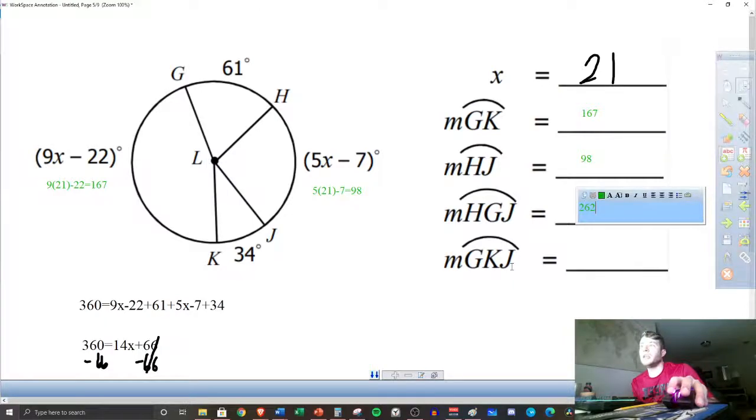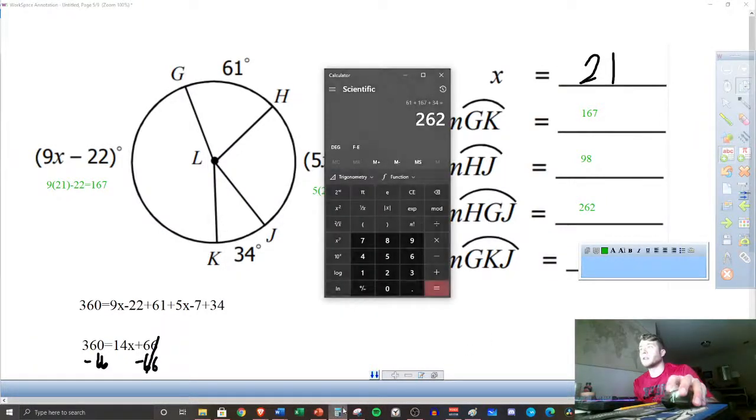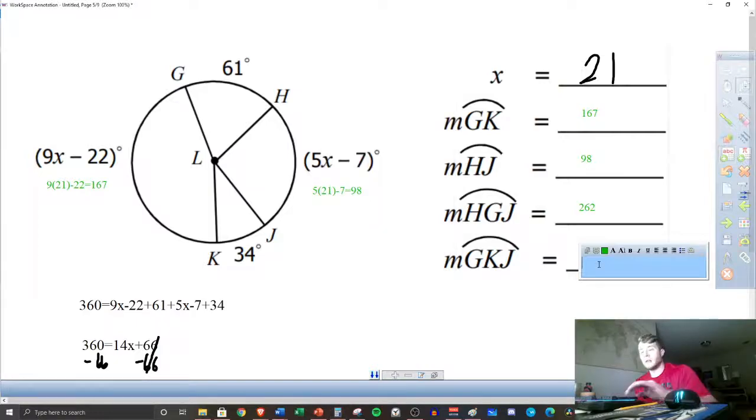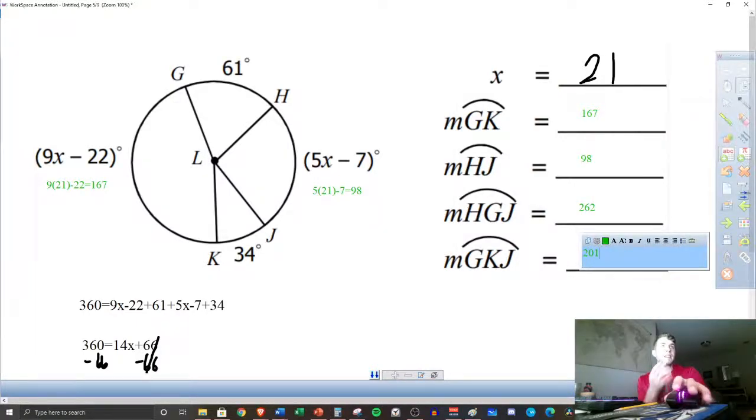Let's do the next one, GKJ. So G to K to J. Well, that's just 167 plus 34. So we're going to do that. 167 plus that 34 degrees, 201. There we go. All right, so that is the answer to these questions here.